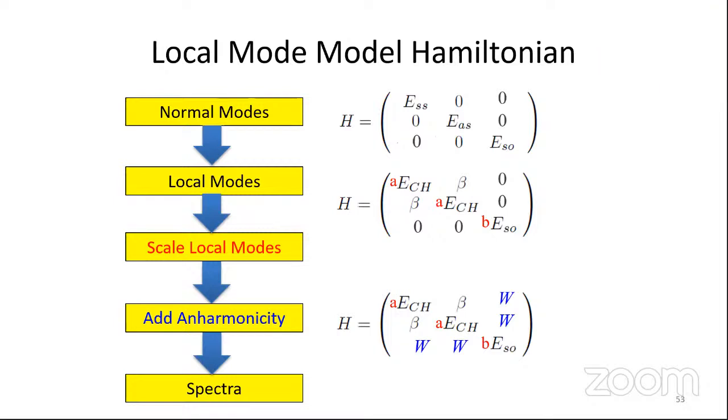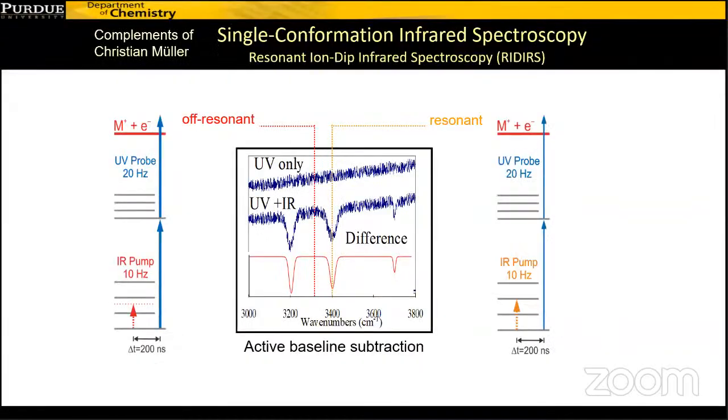Did that answer your question? Okay. And yes, I have one more question in the spectrum that you showed. So you said for different conformers, the electronic energy levels will be different. So why is that so?